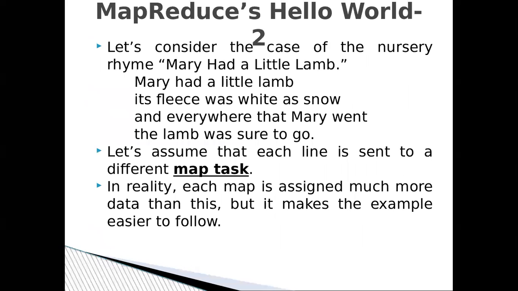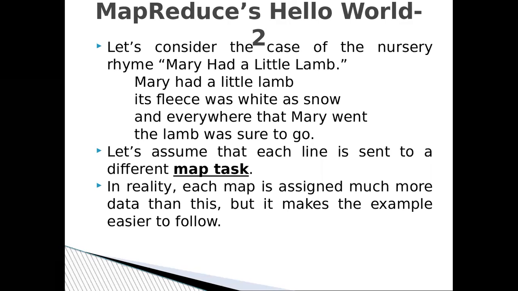Let's now consider an actual example for this. Let's suppose we have a file which contains the nursery rhyme, Mary had a little lamb. All of you in your childhood must have read this nursery rhyme. So let's suppose that this is our input file. Mary had a little lamb, its fleece was white as snow. And you can see that there are 4 lines in this file. So you can assume that each line is sent to a different map task.